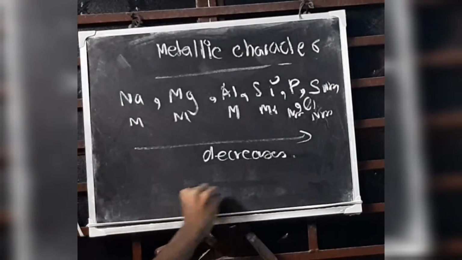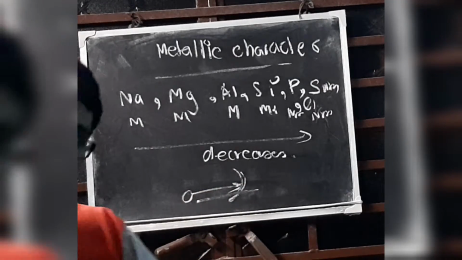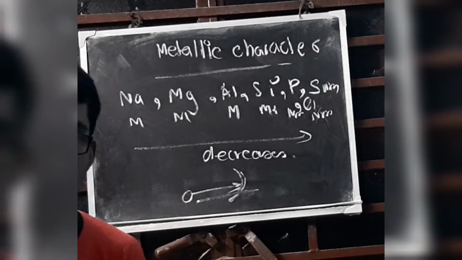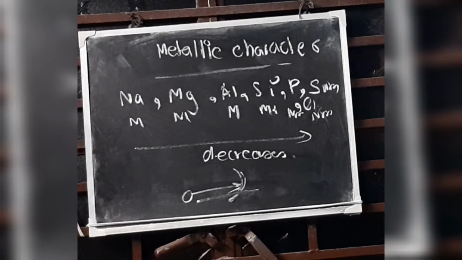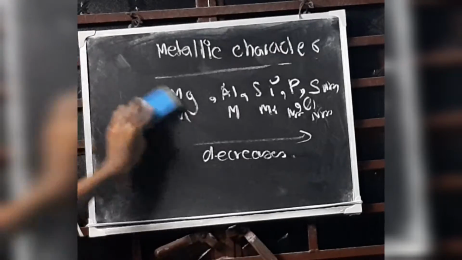If the nucleus attracts the electron more closely, then it is very difficult to remove that electron. So as a result, the atom will tend to gain electrons more easily, not lose electrons easily. That is where metallic character decreases across a period.